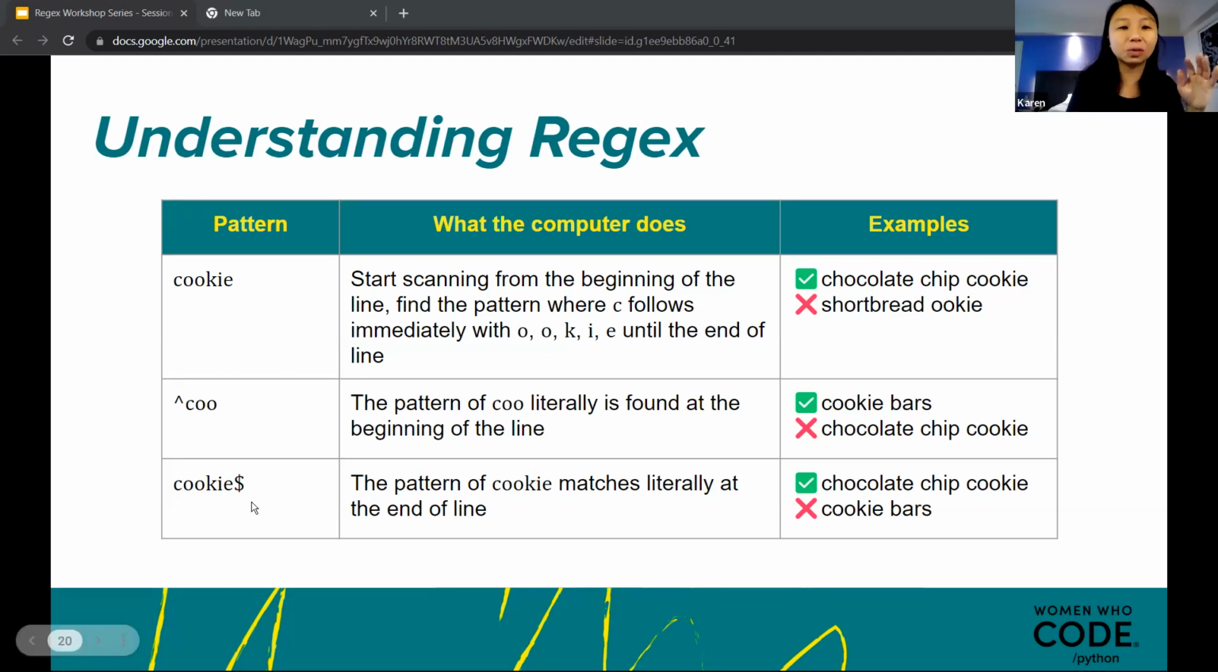Vice versa, this is the end of line. So basically everything that ends with cookie works. It has to be COOKIE and then the end of line. This works because the phrase ends with cookie. But this doesn't work because it doesn't end with cookie. Hopefully, for those of you who don't know Regex, that's digestible enough.